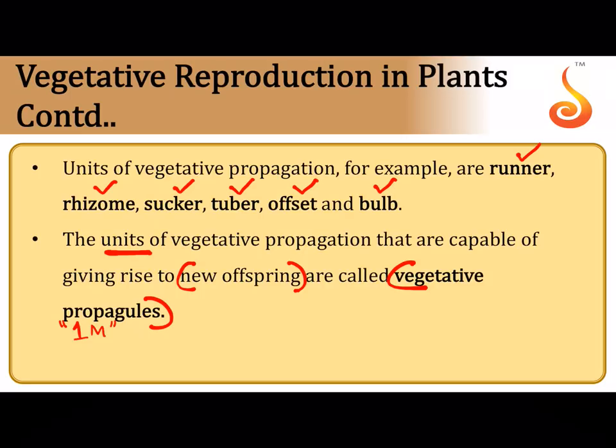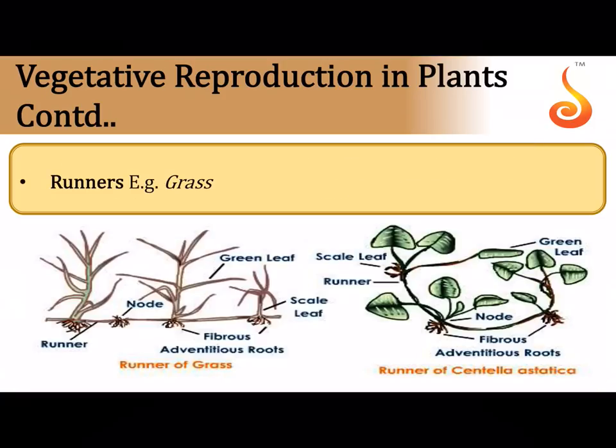And there are these multicellular units. Remember, all these units, like I told you in the previous slide, they are all multicellular units which are capable of giving rise to new plants, new offsprings. Okay? So let us look into one by one the different vegetative propagules here. The first one is runner.